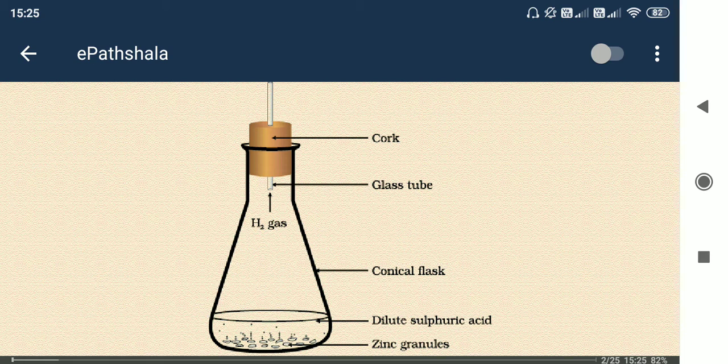So see here, zinc granules are reacting with dilute sulfuric acid. The sulfuric acid and zinc granules are dissolved in the system on the bottom side, and hydrogen gas is produced. Zinc means Zn, and sulfuric acid means H2SO4. This H2 is released in the form of gas. So this is a chemical reaction.